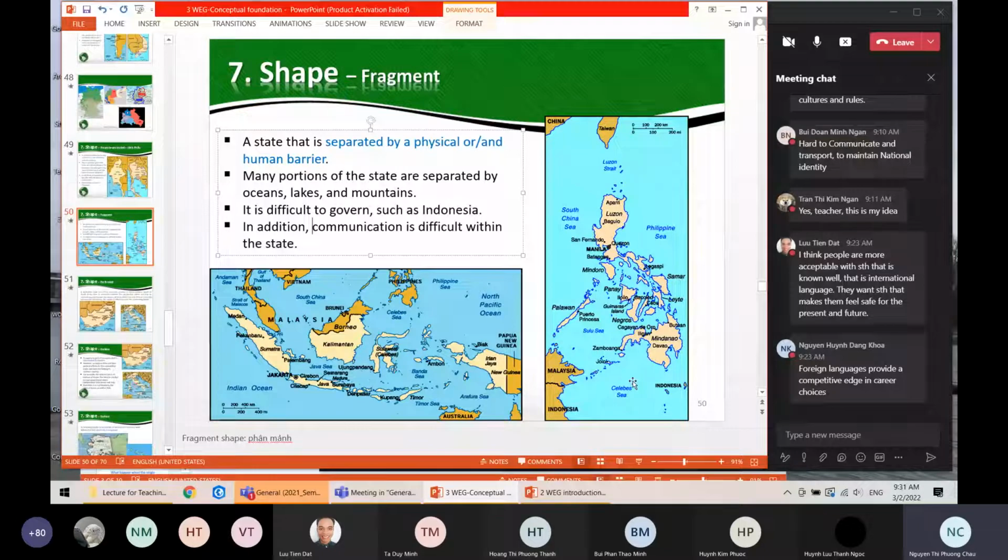In some cases, we can see that fragmentation has many disadvantages and brings so many problems for the government to control a whole nation, as well as for each person. They can survive in very difficult geographical conditions like a fragmented nation. Please take note for your exam. You may be asked a question related to this.